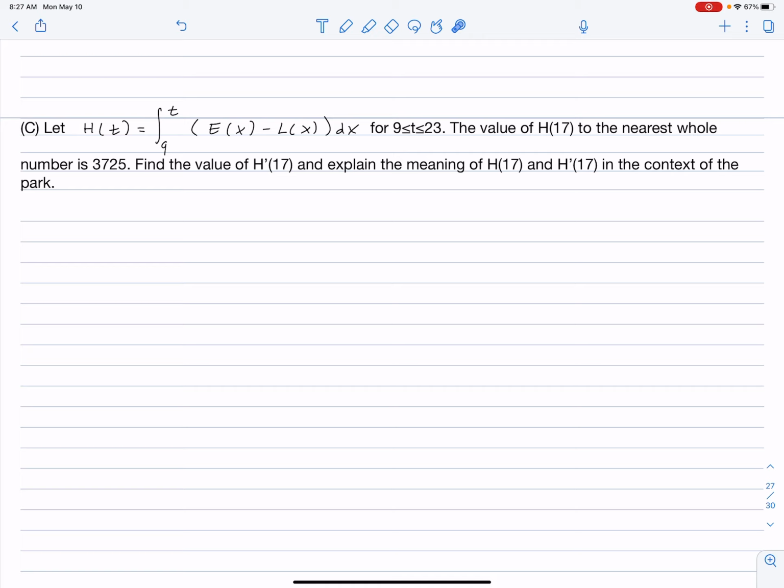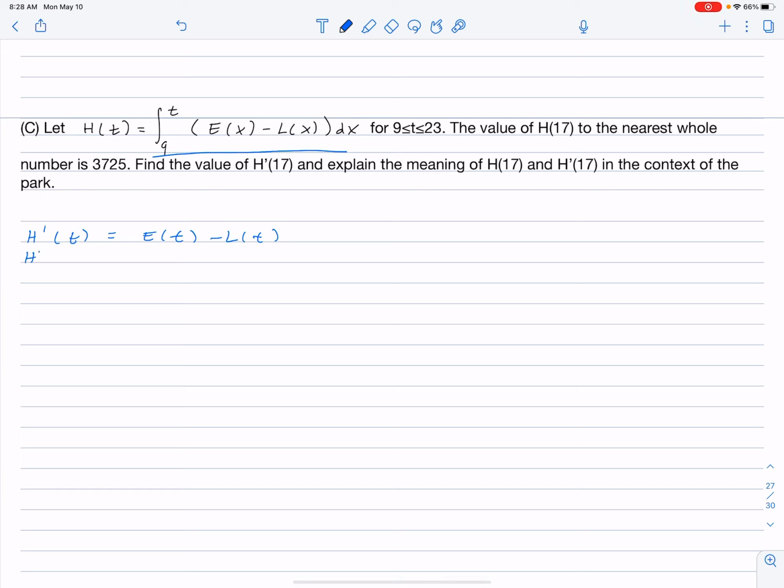Oh, no, I'm sorry. They tell us that h of 17 is 3725, and they want us to find h prime of 17 and then give what they mean in the context of each problem. So let's go and find h prime of 17. I think you guys would agree, first off, h prime of t, I'm going to have to take the derivative first, is going to be equal to the derivative of this function. So it's going to be equal to e of t minus L of t. Okay? From there, I'm going to evaluate this at 17.